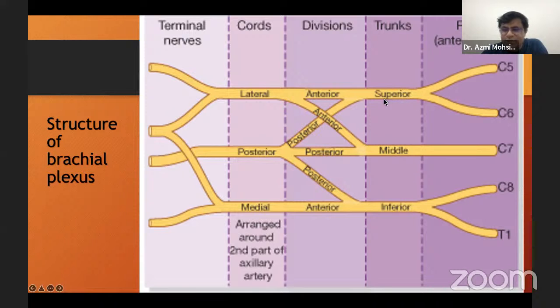Now, C5, C6 join to form the superior trunk, C7 continues as the middle trunk, and C8, T1 join together to form the inferior trunk.